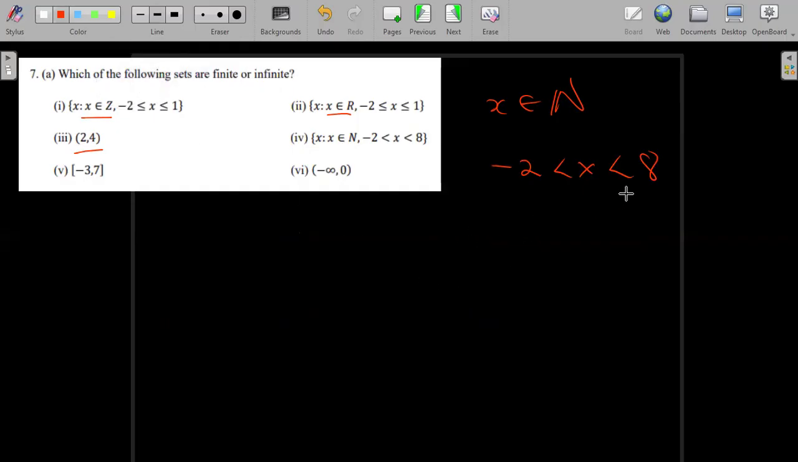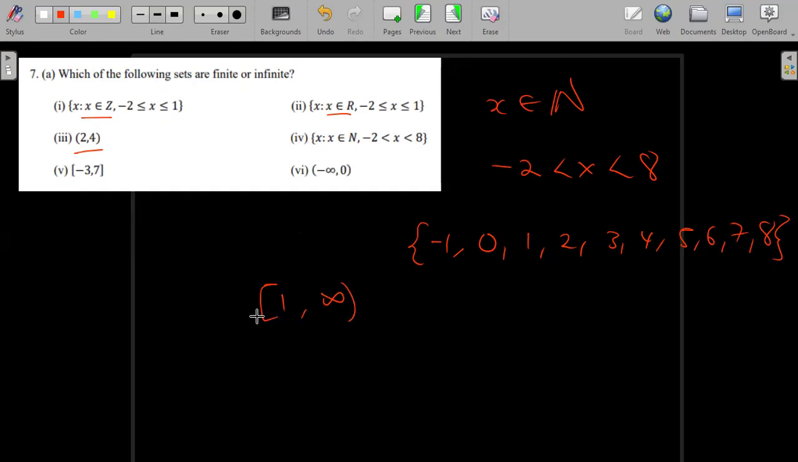If I was to list down this set, they're telling me, of course, natural numbers. Let me list down what is in this interval. So -2 and 8 are not part of the interval, but I'll be listing them as integers. So, I'll list -1, 0, 1, 2, 3, 4, 5, 6, 7, and 8. Now I check the natural numbers. Natural numbers begin from 1 all the way up to infinity. These are natural numbers because the condition is X must be a natural number.